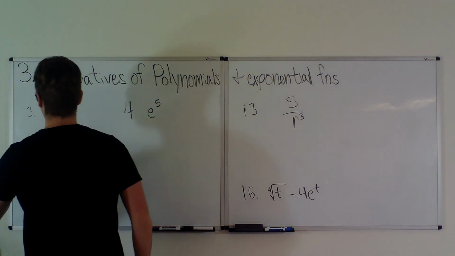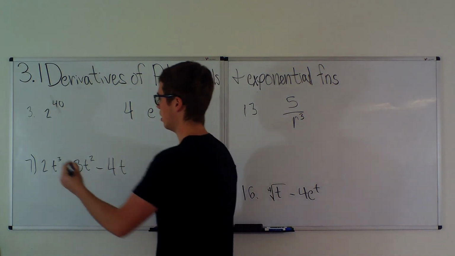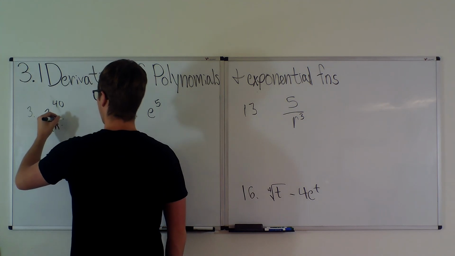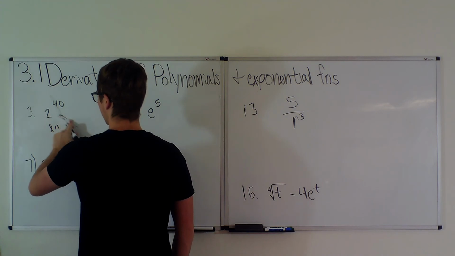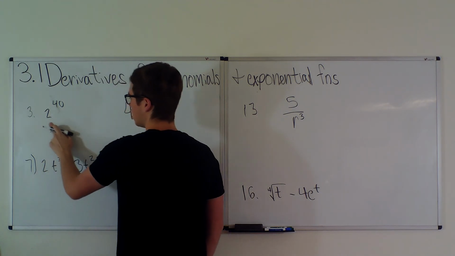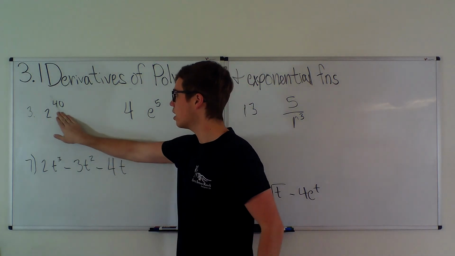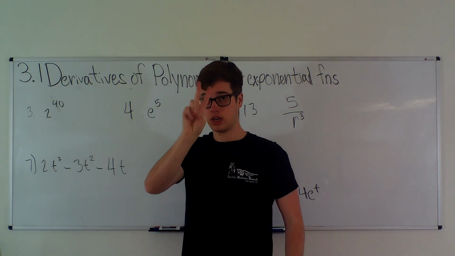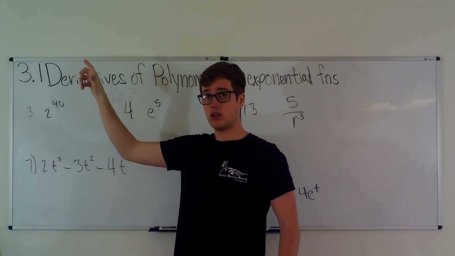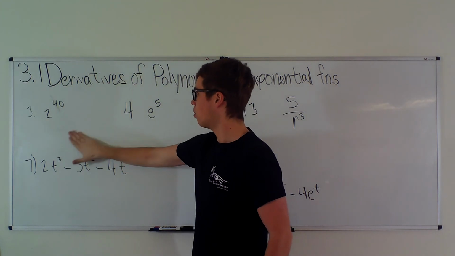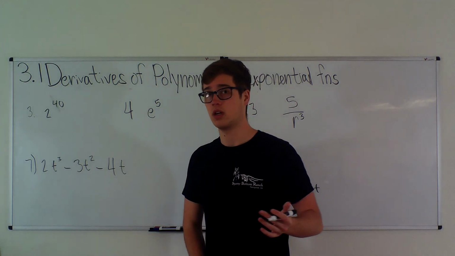Alright, so let's start with number 3. 2 to the 40. What do we do? ln of 2 times what is it? Well, first you need to look at the function. What is it saying? It's saying 2, a number, to the 40th power, another number. So a number to a number is another number. So it's just a constant. Yes, it's 2 to the 40, but 2 to the 40 is just a number. So it's just a constant.